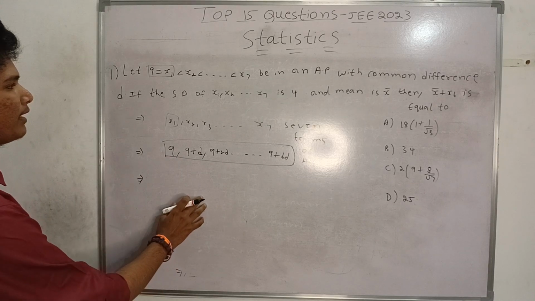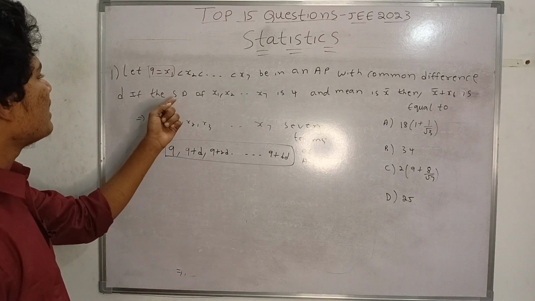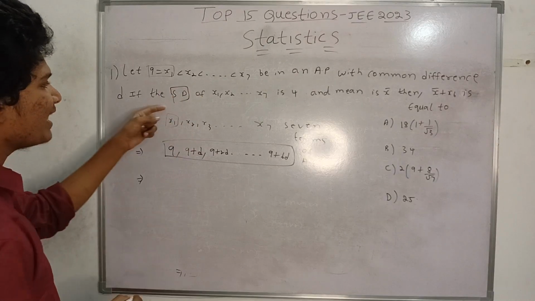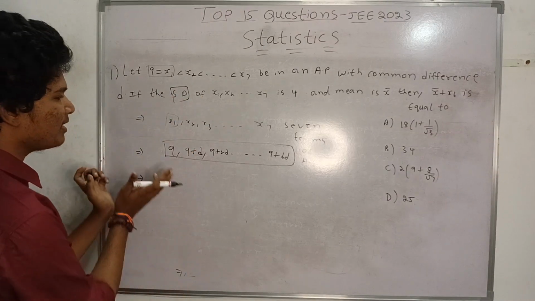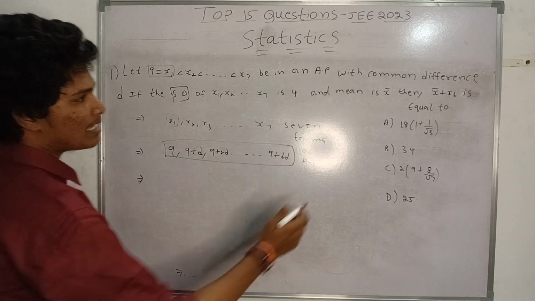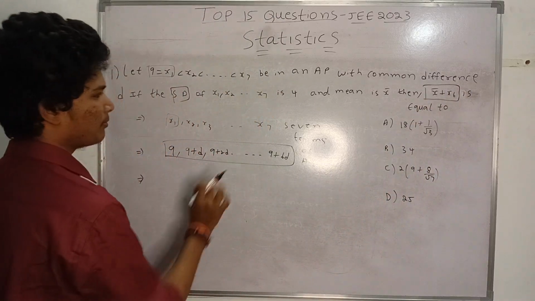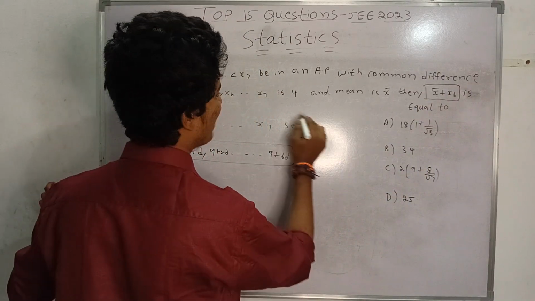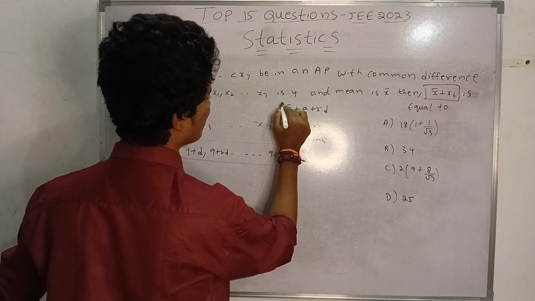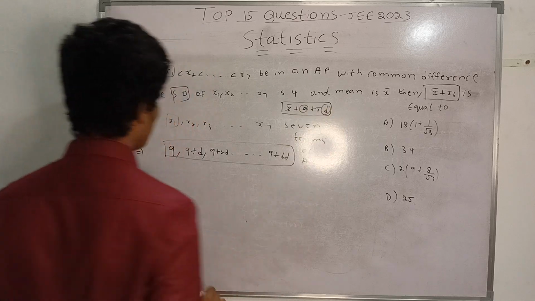They are saying that with common difference d, the standard deviation, SD, of x1, x2 up to x7 is 4, and the mean is x bar. They are asking for x bar plus x6, where x6 is the sixth term. Actually they are asking x bar plus a plus 5d. So you have to calculate a and you have to calculate d.